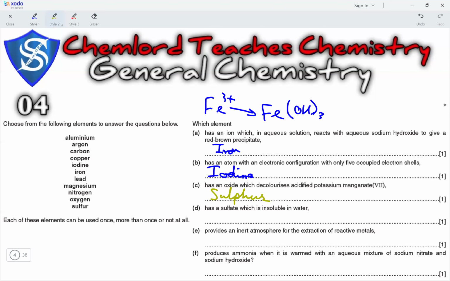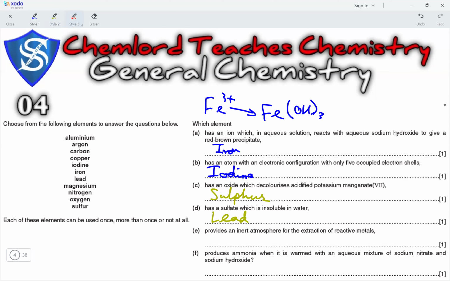Next, has a sulfate which is insoluble in water. So, aluminum sulfate is possible, copper sulfate is possible, iron sulfate is possible, lead sulfate is possible, magnesium sulfate is possible. So, there are 5 possible metal sulfates, out of which lead sulfate is the only one which would not be soluble in water. All the other sulfates would be water soluble. So, the correct answer here is lead.